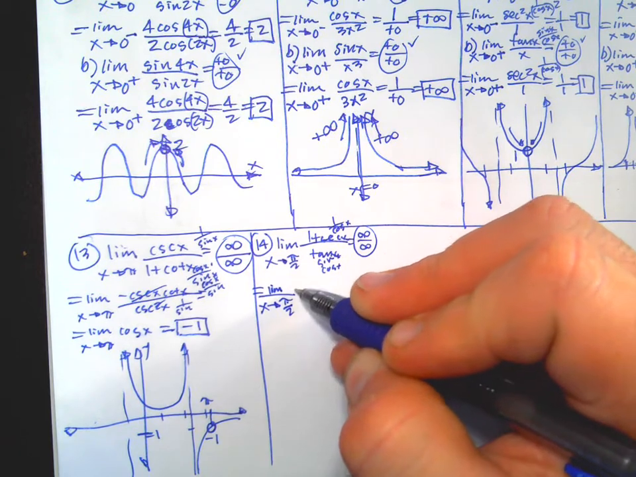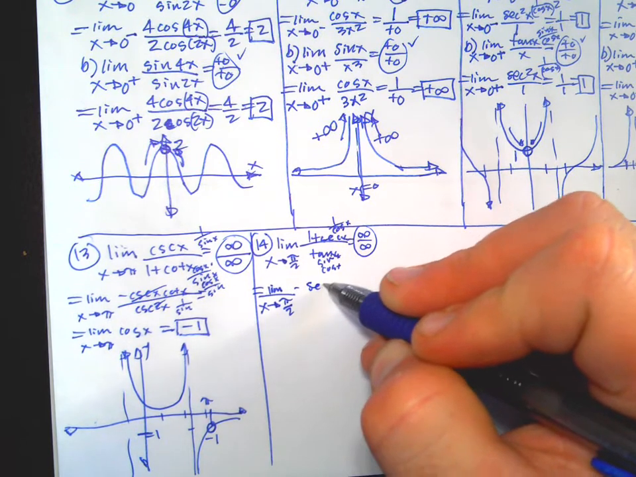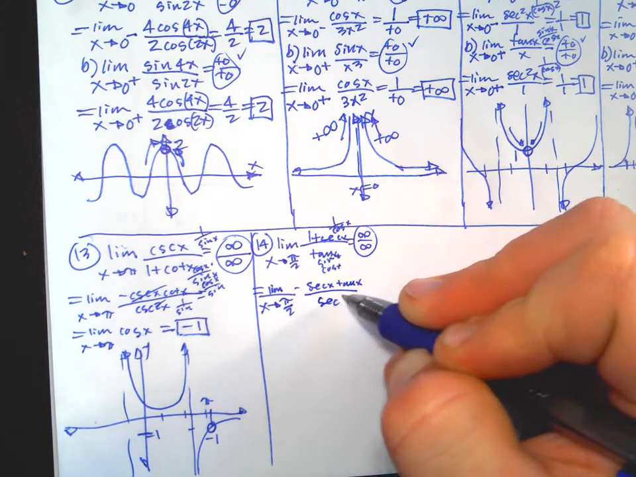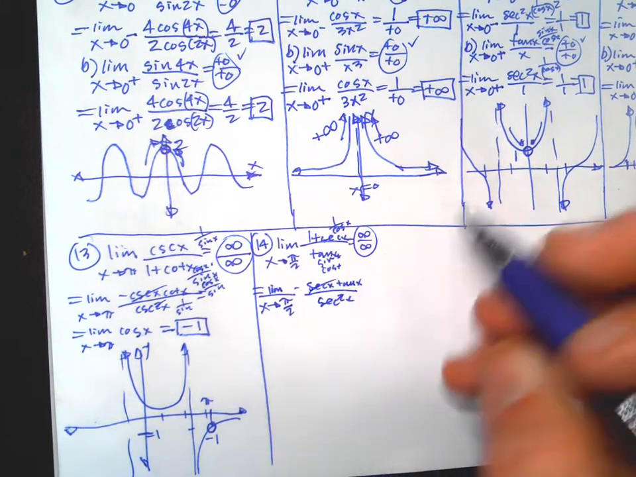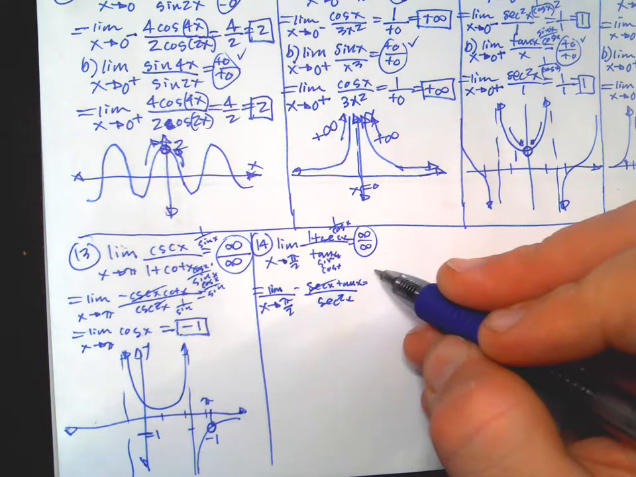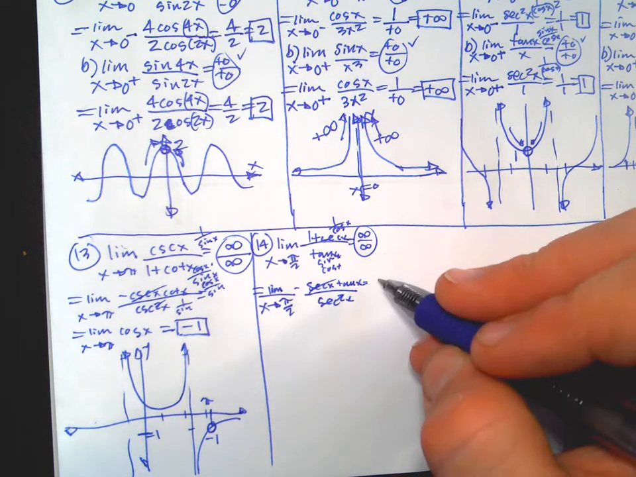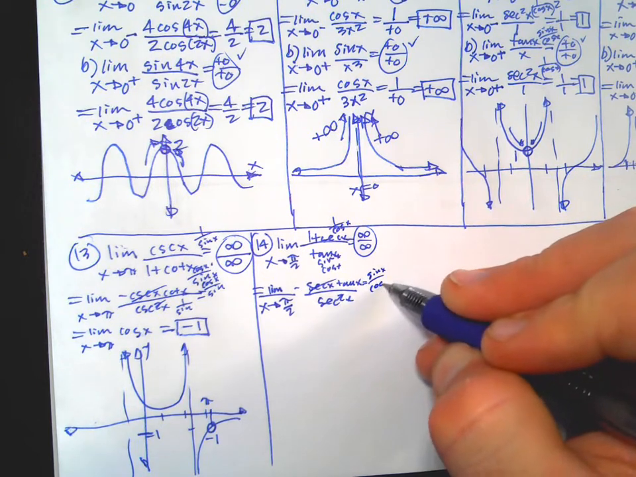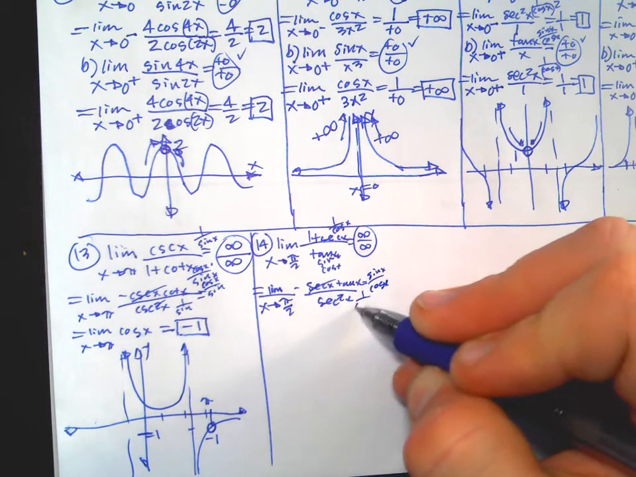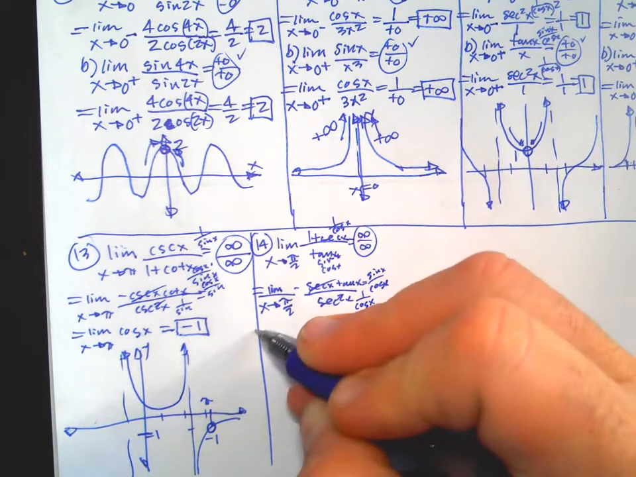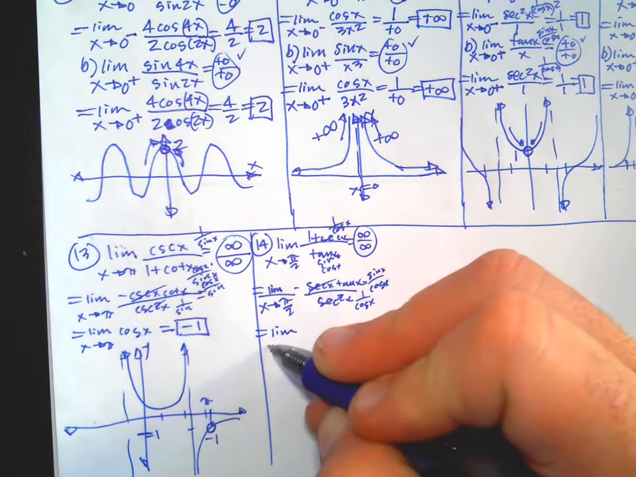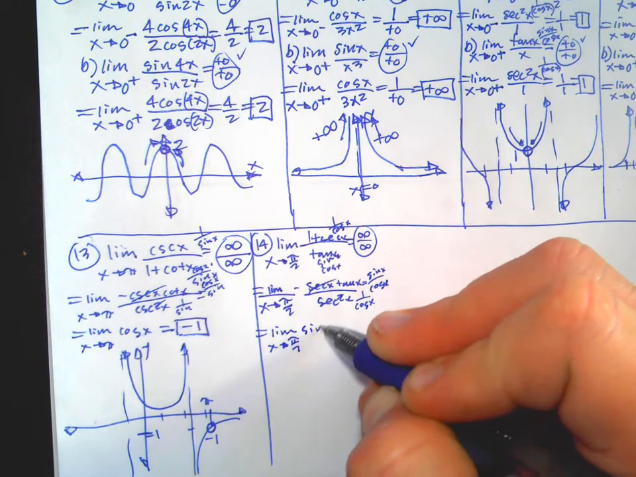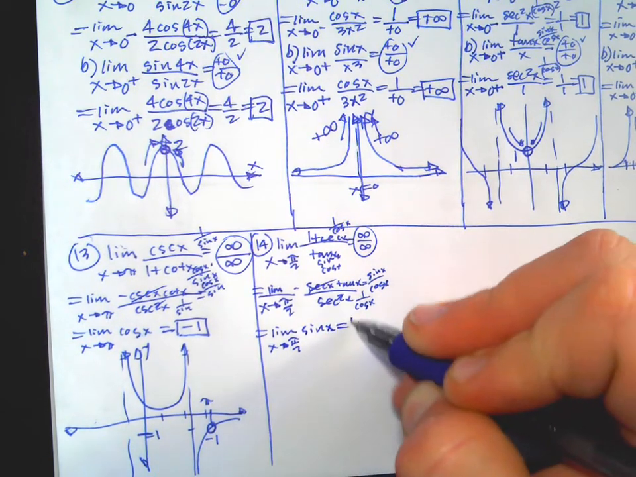The derivative of secant is secant tan. The derivative of tangent is secant squared. So the secants can clean up. Tangent is sine over cosine, and secant is 1 over cosine. So then that gives you, as x approaches pi over 2, the limit of sine, which is +1.